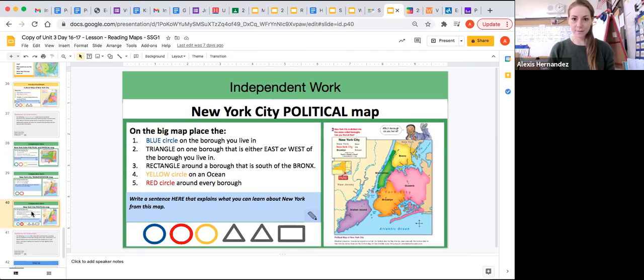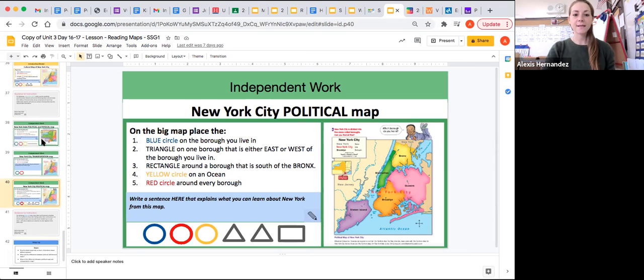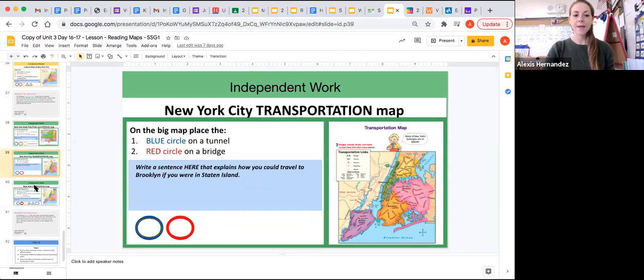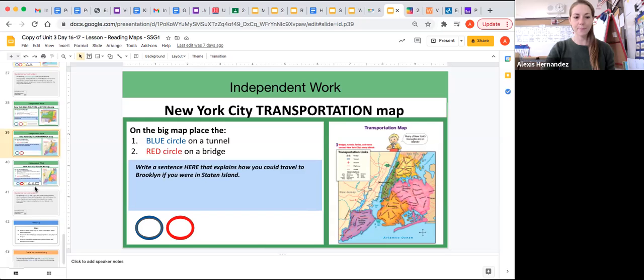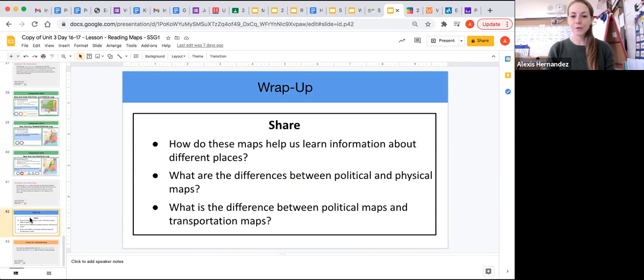day 17. After the students get information on the different kinds of maps, they study specifically the political and physical maps of New York State, because that is where the curriculum lies. They look at New York State and they look at a New York City transportation map. At the end of day 17, the students embark on a little share.